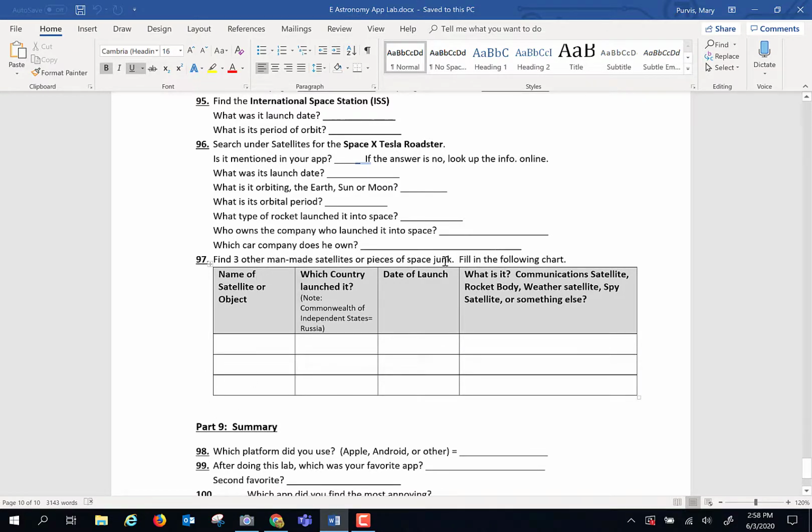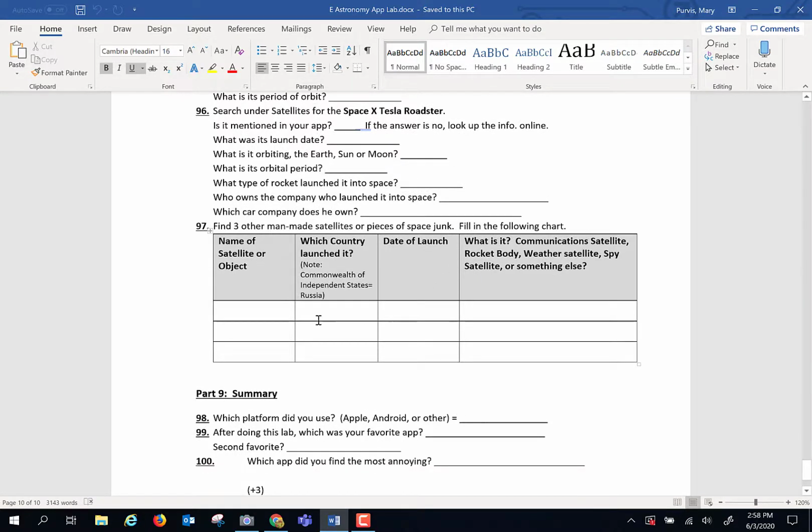A lot of apps have a section that lists this, and it's a hoot going, what is that? What is that? Because things that are in low Earth orbit, you can lay out on your blanket on a nice summer evening and see these things going across the sky.